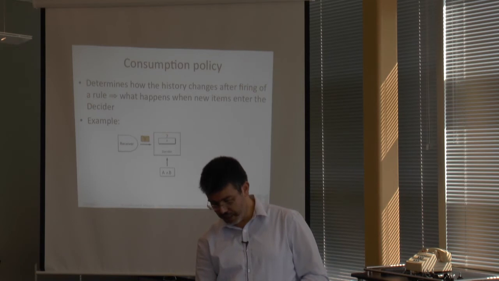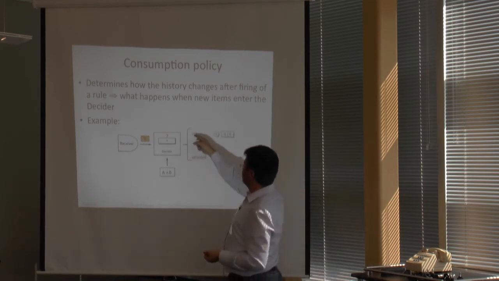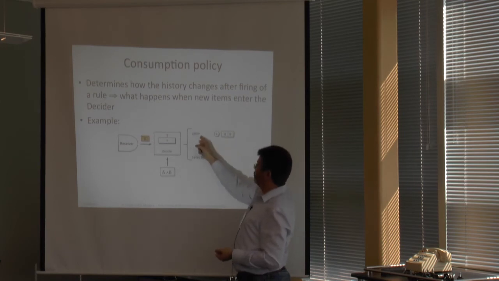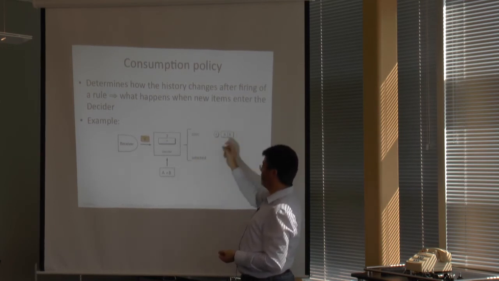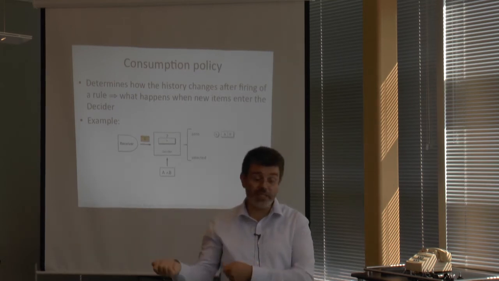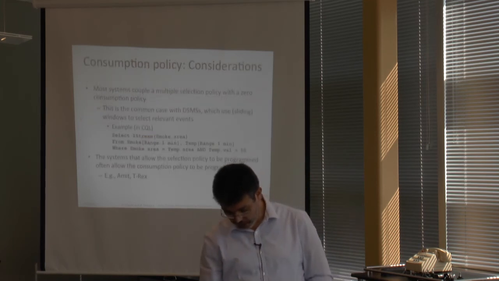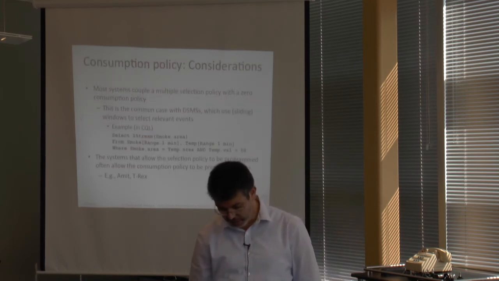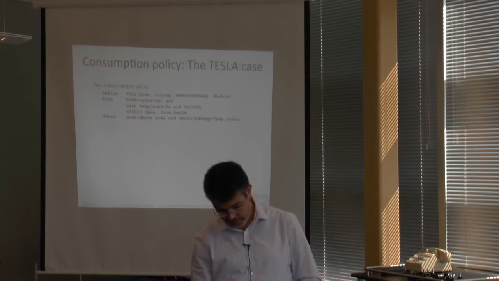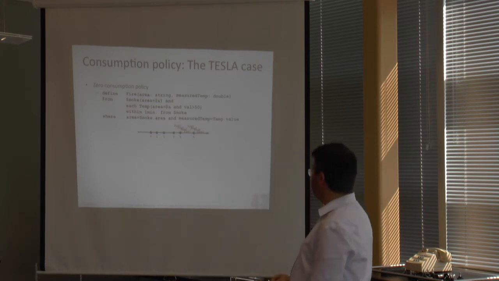So when the second B comes, you basically have these two options. You don't say anything because you have already said it, or you basically say it again, okay, the same information. And again, what they did in Tesla is to have a standard behavior that somehow is not consuming.